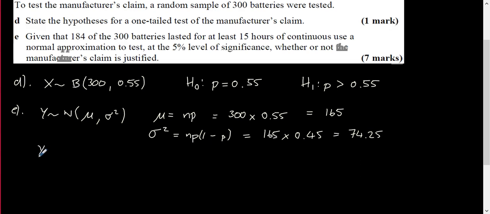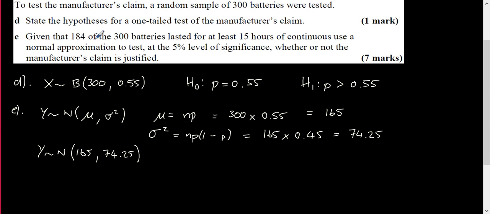So our distribution for y, our normal approximation to the binomial, has a mean of 165 and a variance of 74.25. Now I don't need the squared here because this is the variance. When I use the calculator in a minute to calculate the standard deviation, I'll be using the square root of this.